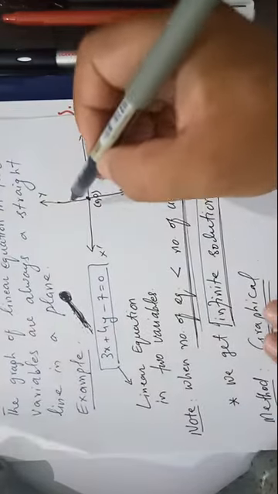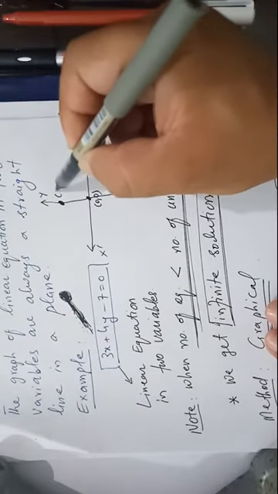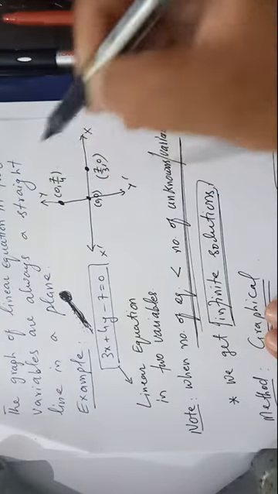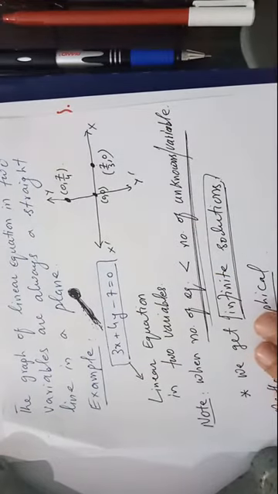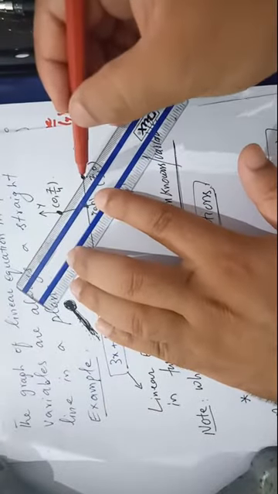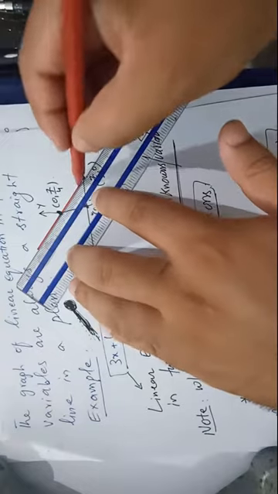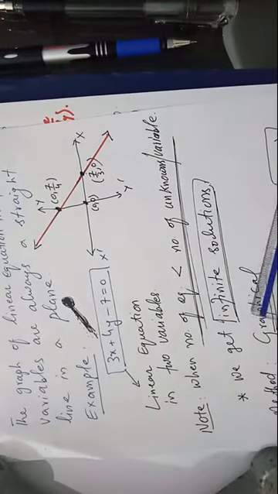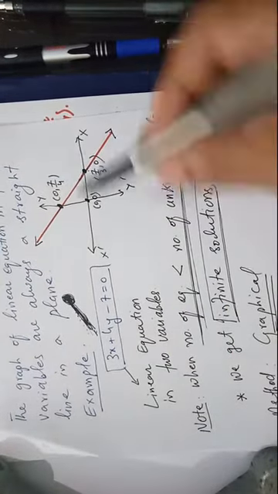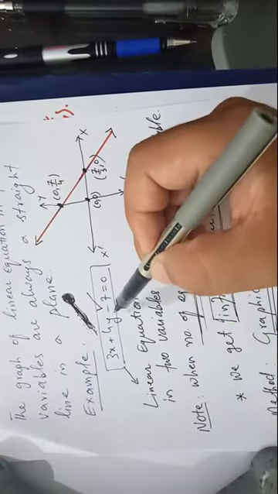So let's say this point is (0, 7/4). So this is your x-intercept, this is your y-intercept. Join this x-intercept and y-intercept and extend it in both directions. So you get this line. This is the line that we get. This line actually comes from this equation. So the graph of this linear equation in two variables is a straight line, which is this straight line.